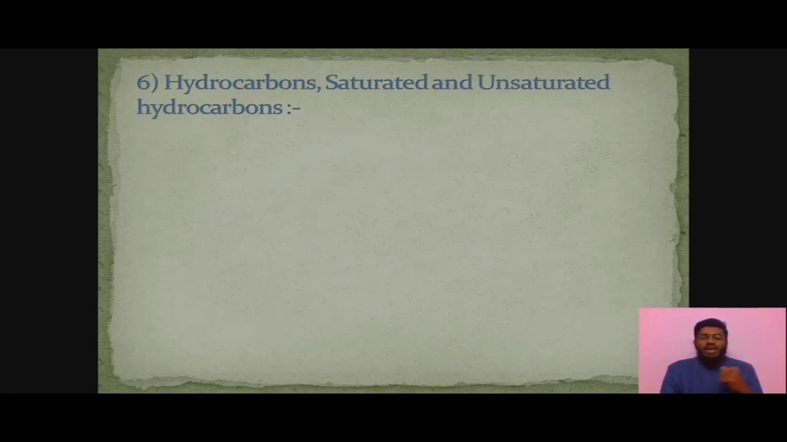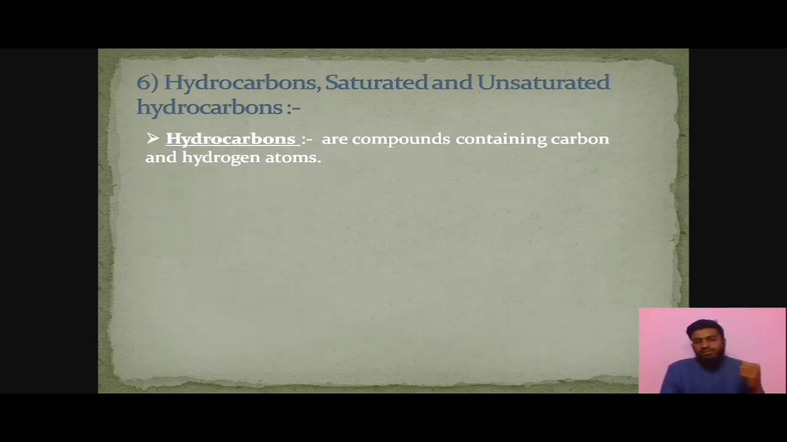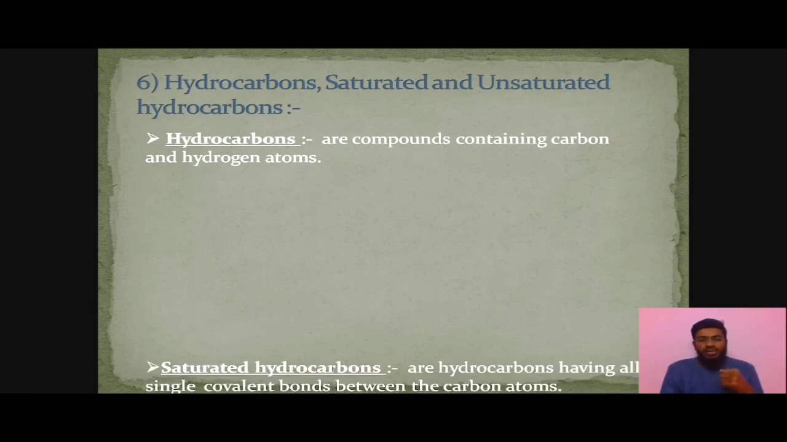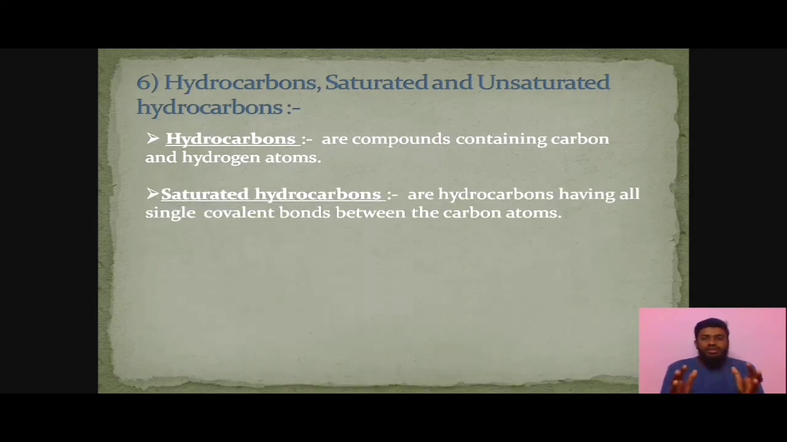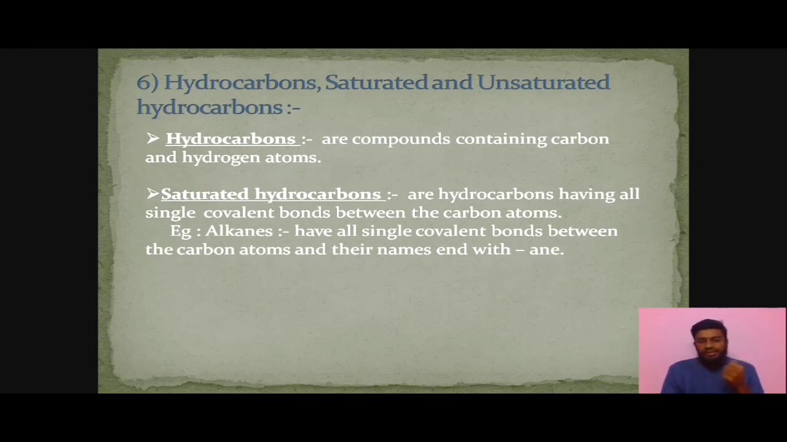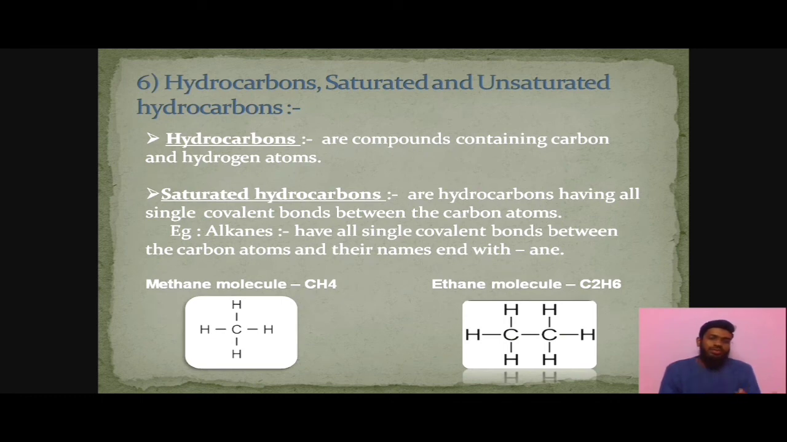Now lastly, the hydrocarbons. What is a hydrocarbon? The compounds of carbon and hydrogen. The hydrocarbons are majorly classified into 2 types, the saturated and the unsaturated hydrocarbons. The saturated hydrocarbons have all single covalent bonds between the carbon atoms. For example, alkanes. Alkanes have all single covalent bonds between the carbon atoms, and their name ends with "ane", like methane, ethane. The pictures are shown here. This is the methane molecule and this is the ethane molecule.